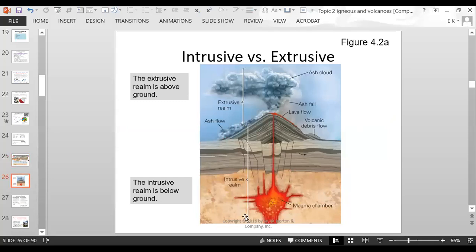And this is just a summary of what we're talking about. Intrusive versus extrusive. The extrusive is shown by this bracket here. It says extrusive realm. That's your volcanic area above or at the surface. And then your intrusive realm is everything that's beneath the surface, okay, including inside the volcano. While this molten rock is inside the volcano, it's still intrusive.